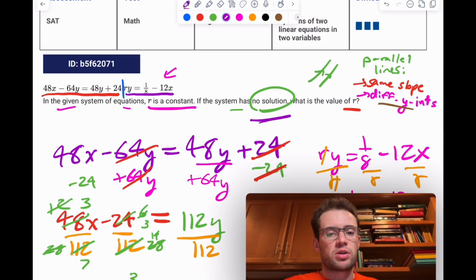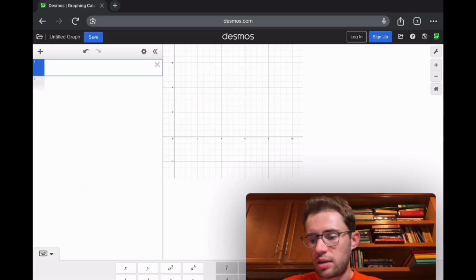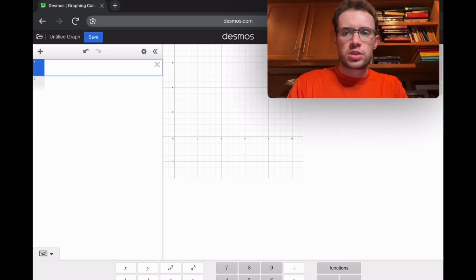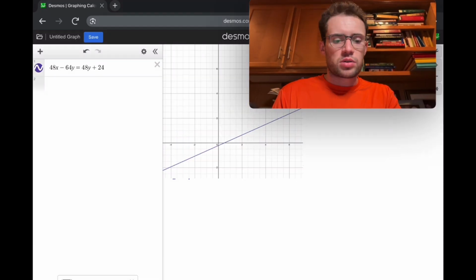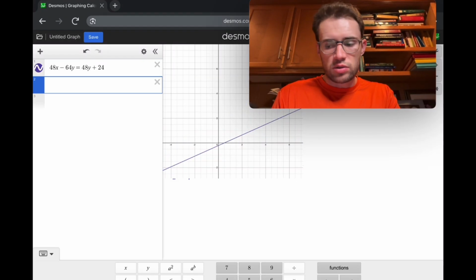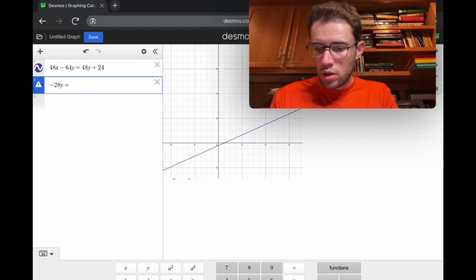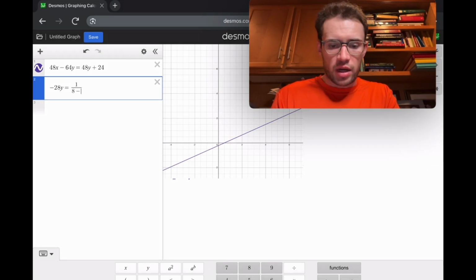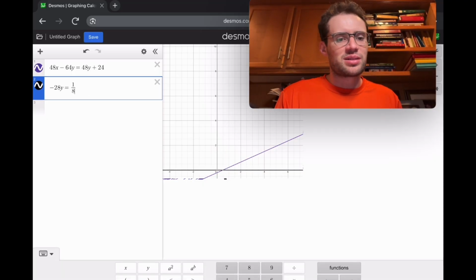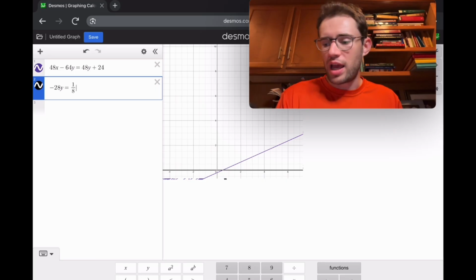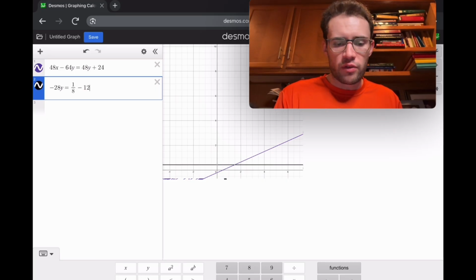So I'm just going to go right to Desmos, erase our equations from earlier, and let's type in what we had. So it was 48x minus 64y equals 48y plus 24. Here's our line, the equation 1, and then the other one, this is using our value of r, which is negative 28. So negative 28 times y is equal to 1/8 minus 12x. Oh my gosh. Be careful, always look when you type it in. It was putting that all in the denominator. So it should be 1/8 minus 12x, like that.